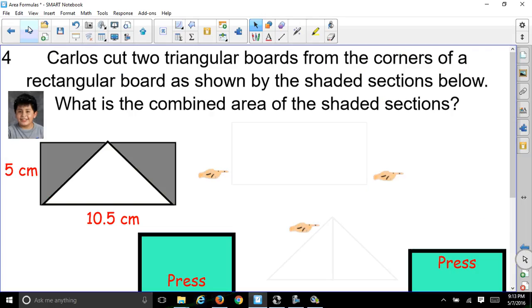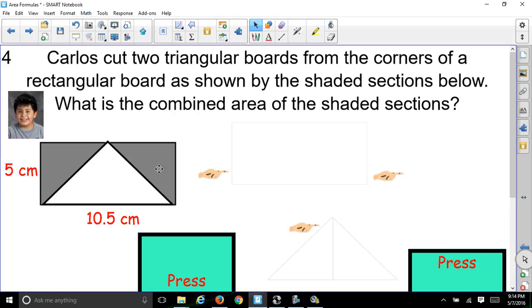Oh, here's an interesting question. There's Carlos. He cut two triangular boards from the corners of a rectangular board as shown by the shaded sections below. What is the combined area of the shaded sections? So they want the shaded regions here. Here we have 5 centimeters on the side here and a base here. We have 10.5 centimeters.